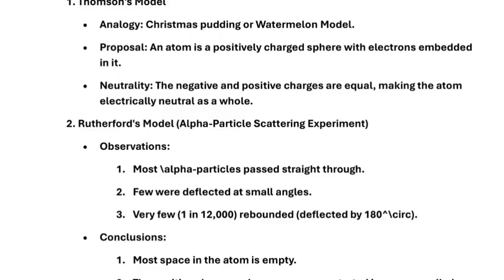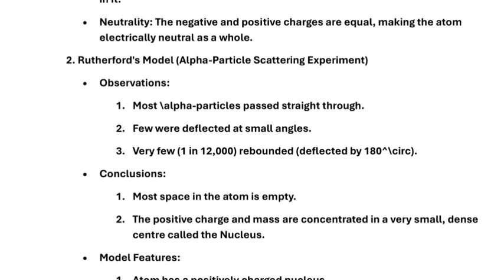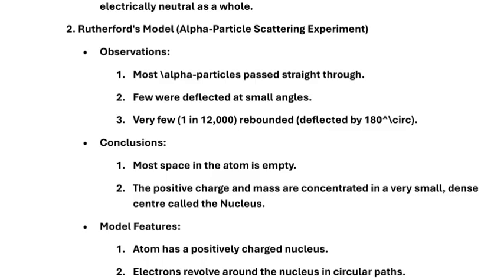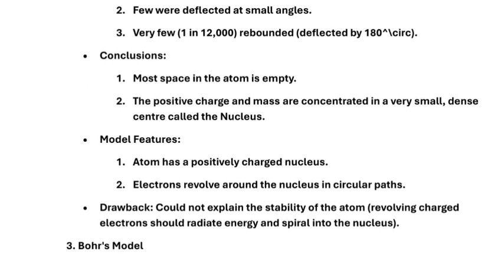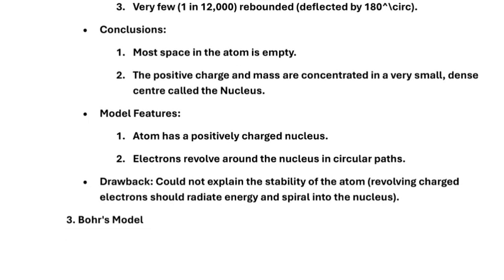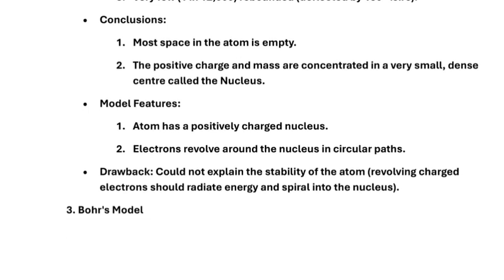2. Rutherford's model, alpha particle scattering experiment. Observations: 1. Most alpha particles passed straight through. 2. Few were deflected at small angles. 3. Very few, 1 in 12,000, rebounded, deflected by 180°. Conclusions: 1. Most space in the atom is empty. 2. The positive charge and mass are concentrated in a very small, dense center called the nucleus.